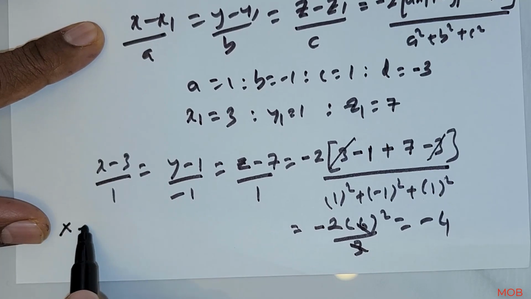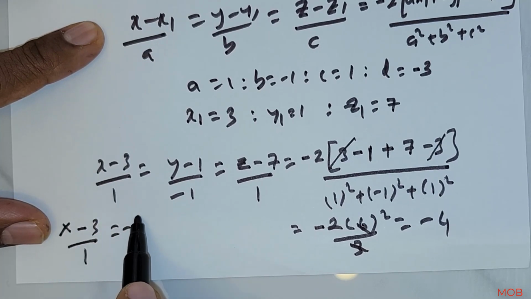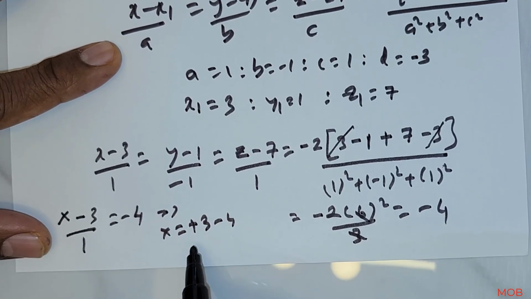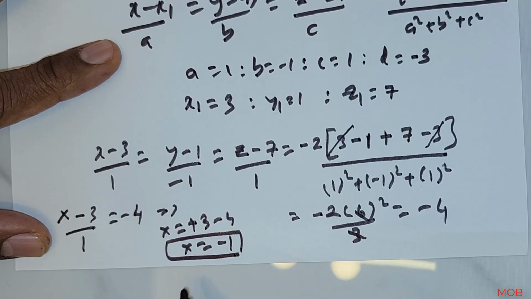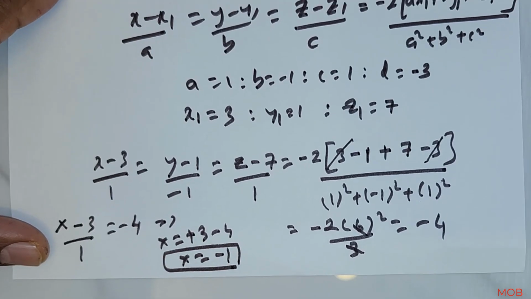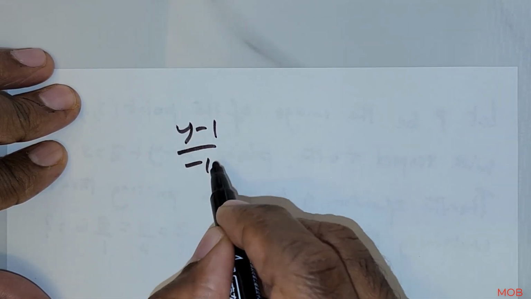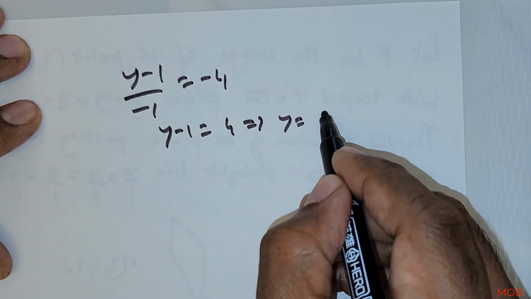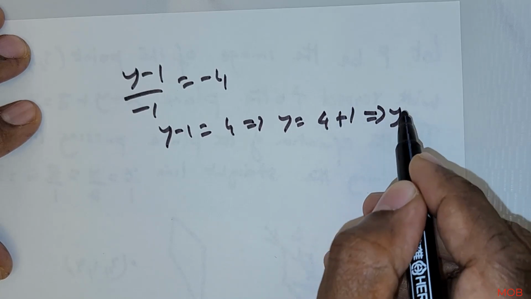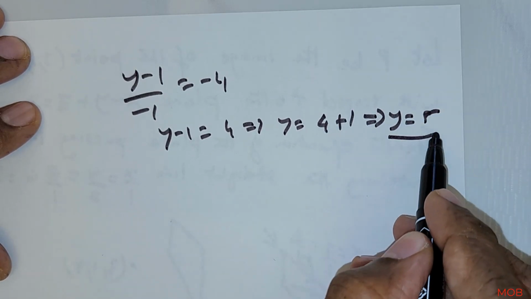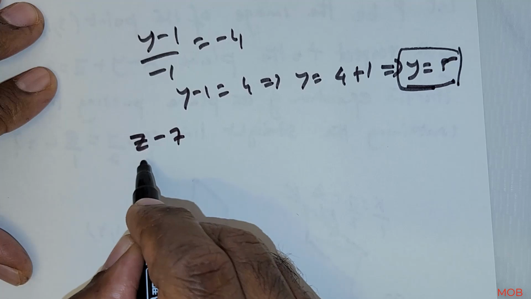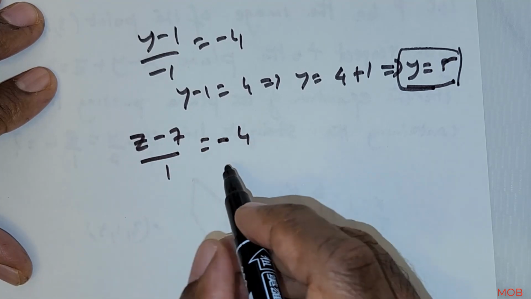So over here you have (x - 3)/1 = -4. This means x = 3 - 4, so x = -1. That's the first coordinate. Similarly, (y - 1)/1 = -4, so y - 1 = 4. This means y = 4 + 1, which means y = 5. That's the second coordinate. The next one is (z - 7)/1 = -4.